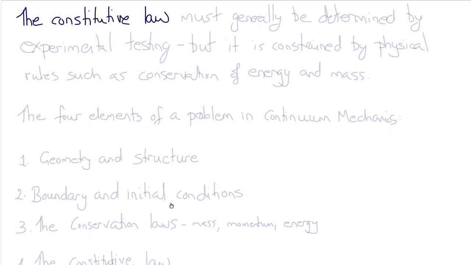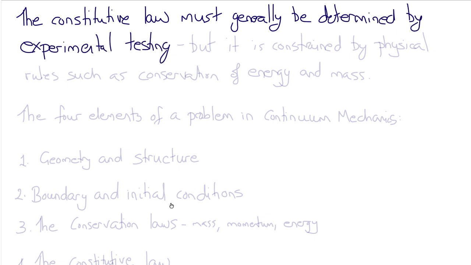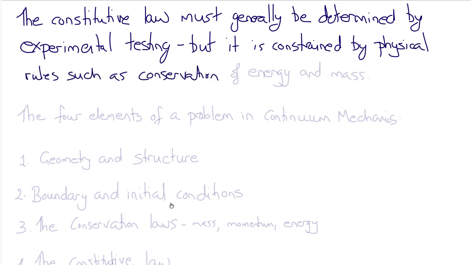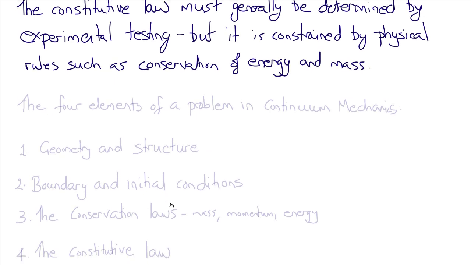Now, the constitutive law must generally be determined by experimental testing. It is constrained by physical principles such as conservation of energy and mass, but only in the most idealized of situations can it be derived from first principles. In practice, particularly for real biological materials, the only way to determine the constitutive law is to make measurements of the physical properties of the material of interest.